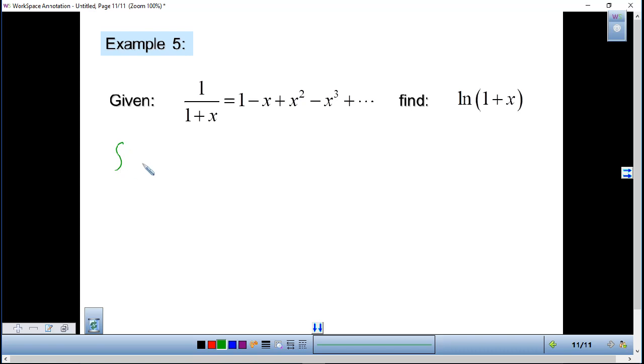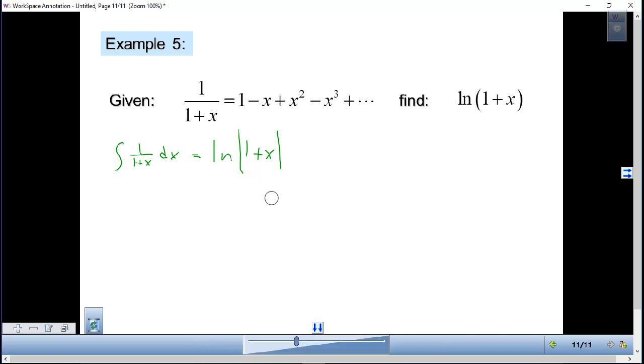So if we integrate 1 over 1 plus x dx, we're going to get the natural log of 1 plus x, and that would actually be the absolute value. From there, if that's what we need to do to take this side to where we want to go, then we just integrate this side right here, and of course we would have our plus c here. And we're wondering, well, what about that? We'll talk about that in just a second.